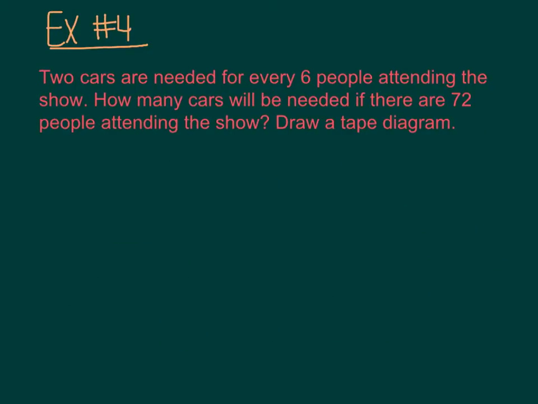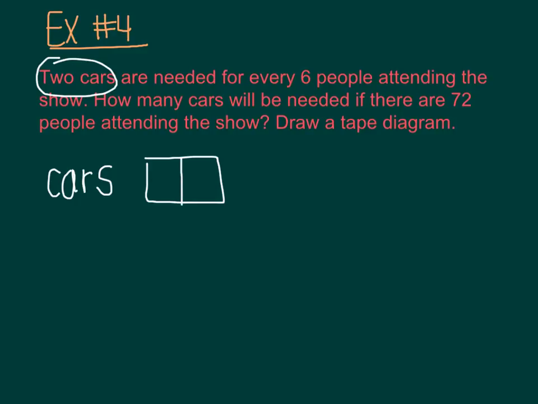Example number 4. 2 cars are needed for every 6 people attending the show. How many cars will be needed if there's 72 people attending the show? Draw a tape diagram. Okay, so here we go again. We have cars, and there's 2 cars, so I draw 2 boxes. And then we have 6 people, so I draw 6 boxes.